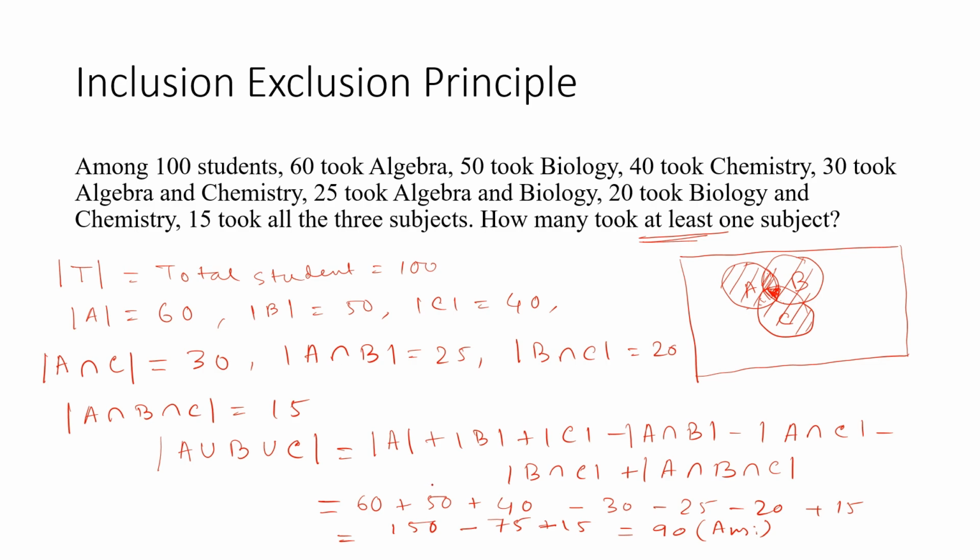So, this is the solution. I hope it is clear now how to draw the Venn diagram, how to identify the required region, and how to apply the formula as per the inclusion-exclusion principle of set theory.